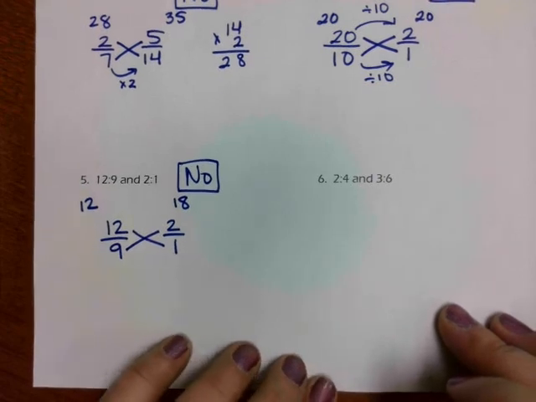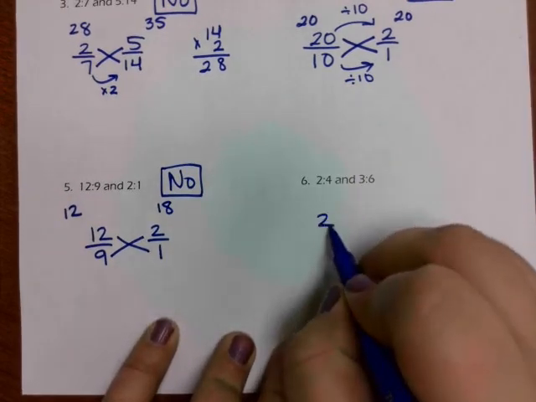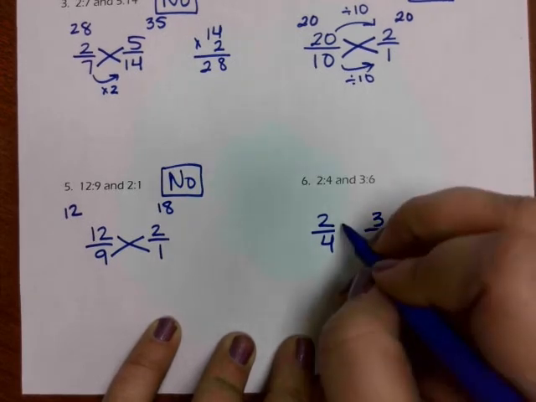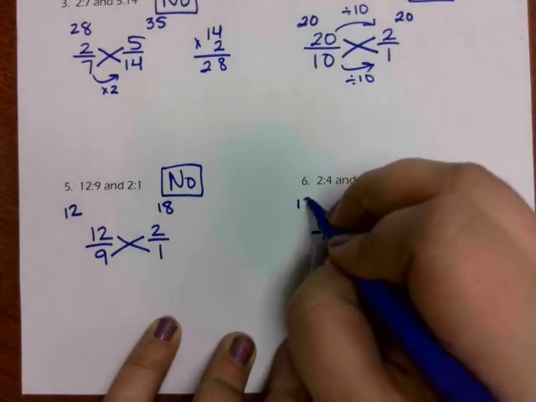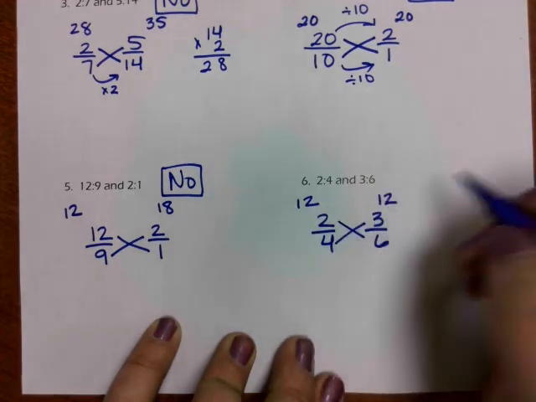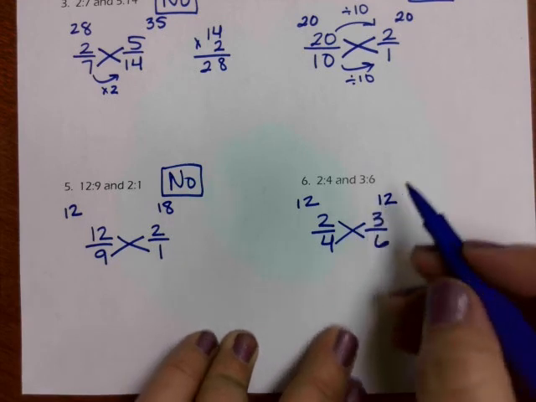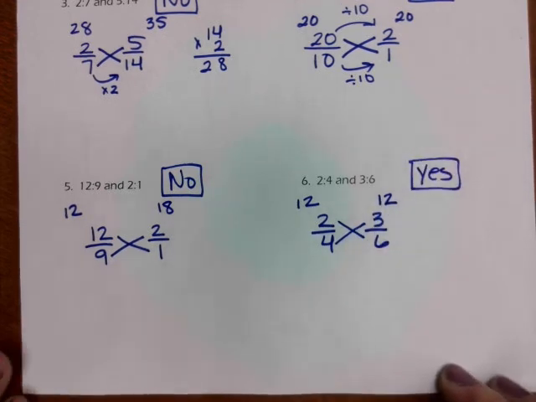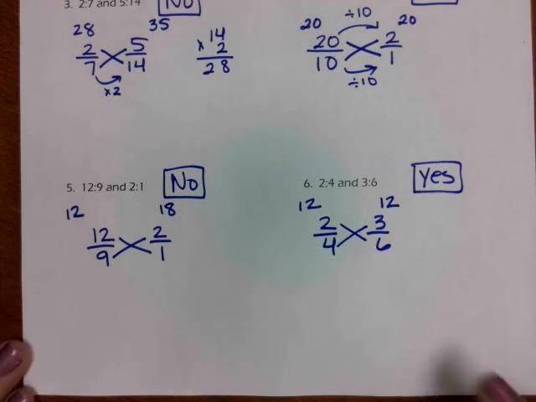And then over here, we've got the ratio 2 to 4 and 3 to 6. So if I cross multiply, 6 times 2 gets me 12. 4 times 3 gets me 12. These cross products are the same, so yes, these ratios are equivalent. And that's it, guys. Hopefully you got those 2 questions right.